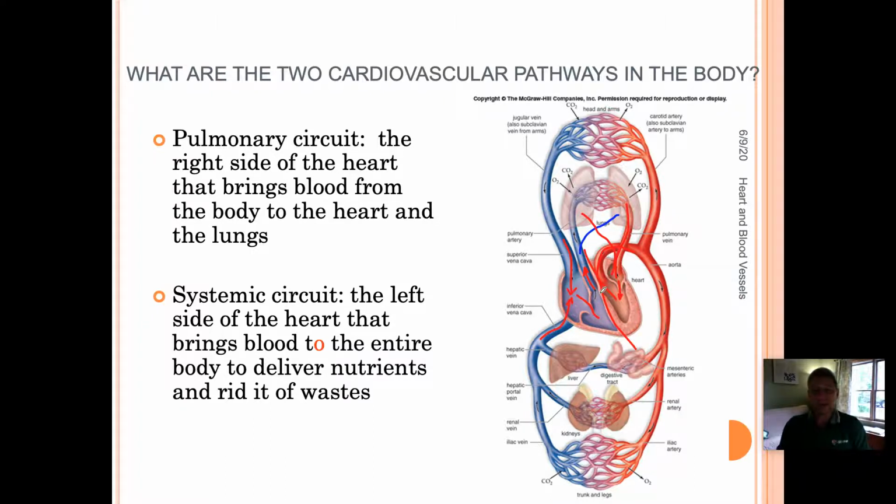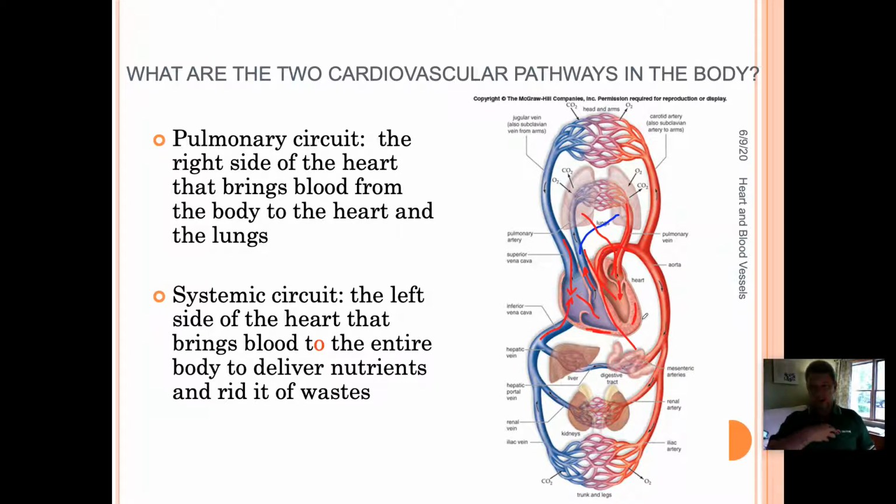Now, one of the things that you should notice in this diagram is the thickness of the walls of the heart. And I should have pointed this out in the last video. But notice here you've got a very thin layer of muscle, whereas on the left side you have a much thicker layer of muscle. Now think, why might that be?